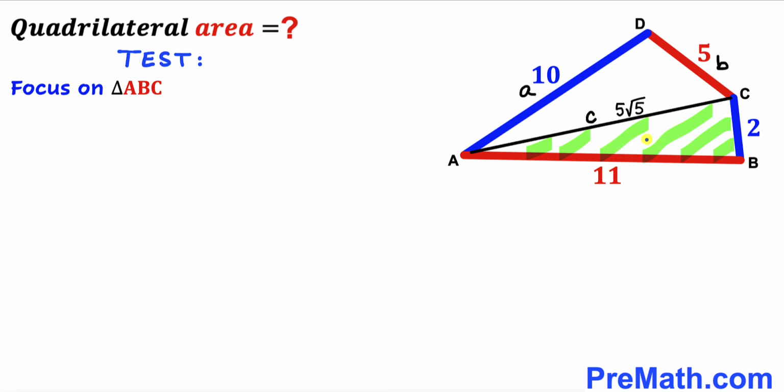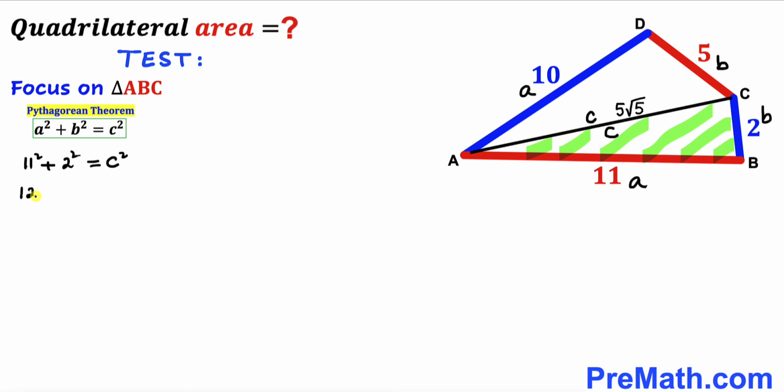And now we are going to focus on this other triangle ABC as well. Let's recall the Pythagorean theorem once again: a square plus b square equal to c square. In this triangle ABC, I'm going to label this side lowercase a, this side lowercase b, and this side lowercase c. Then our lowercase a value is going to be 11, lowercase b value is going to be 2, and we are going to calculate the value of c once again.